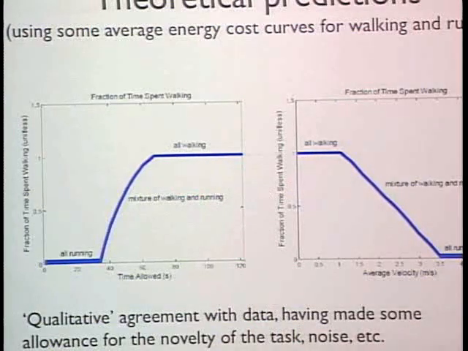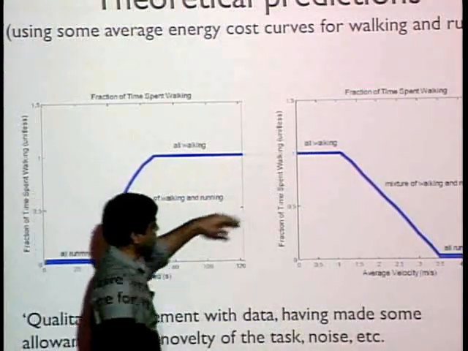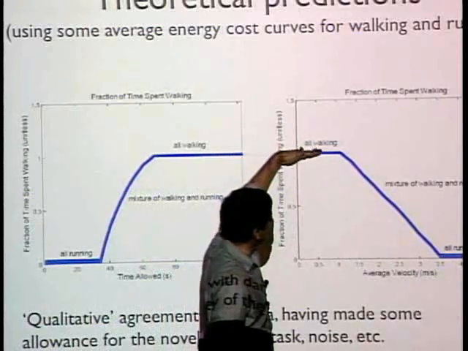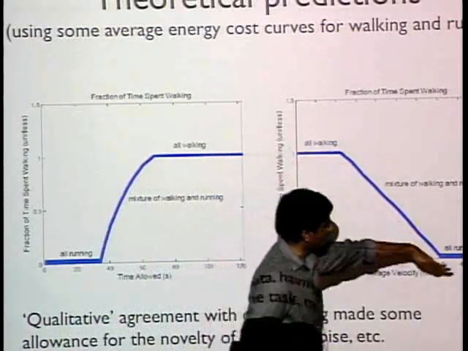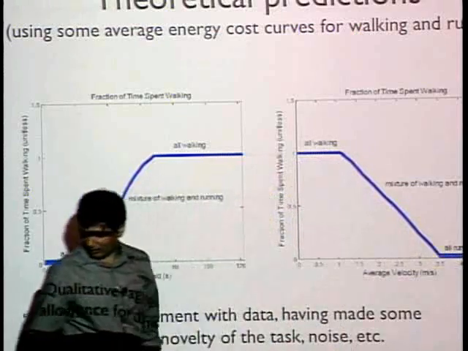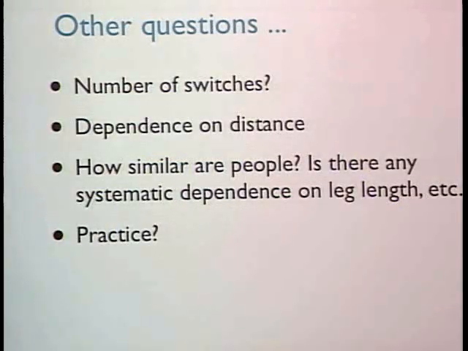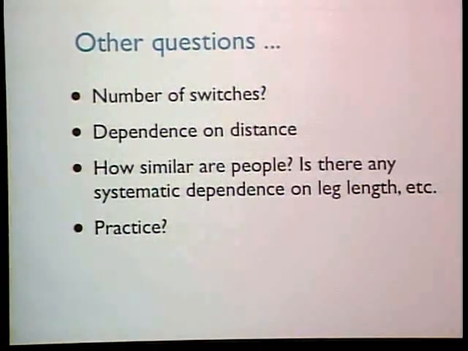Okay, so the theoretical prediction looks like that. Forget this curve. As you increase the average speed, all walking is here, all running is here, and then a mixture of walking and running is predicted. Okay, so at least approximately, it looks like even in this slightly more realistic setting, energy optimization predicts what people do.